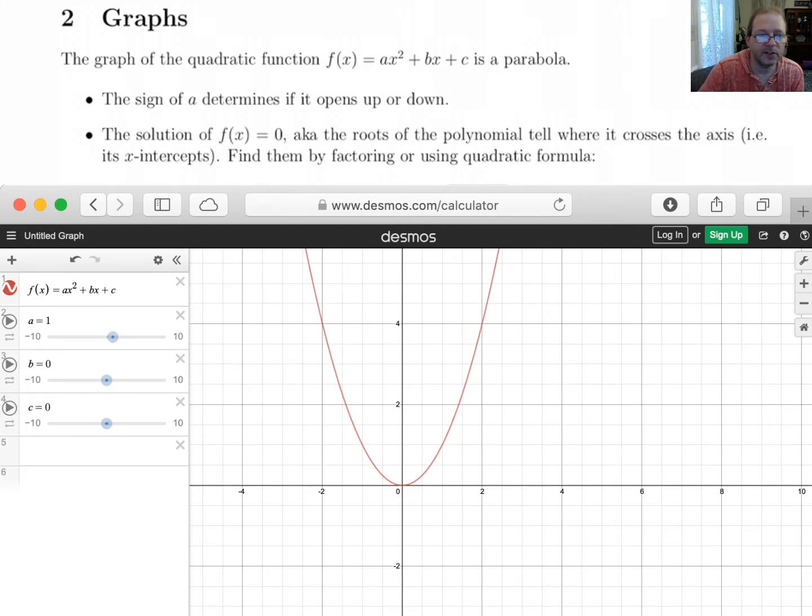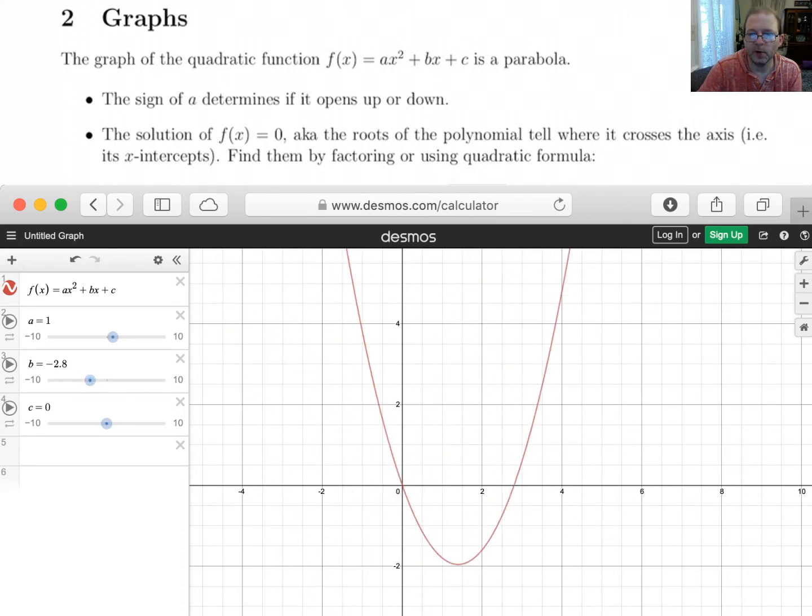Now, if you look at this, the c is going to make it move up and down. b in this case is going to move it like that. But a is the thing that determines whether it opens up or down. If a is positive, it opens upward. And if a is negative, it opens downward. So it's kind of fun just to play around with this.